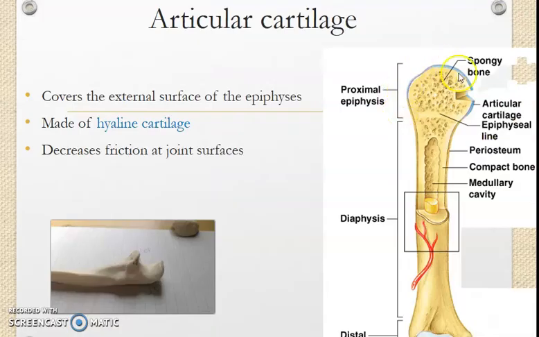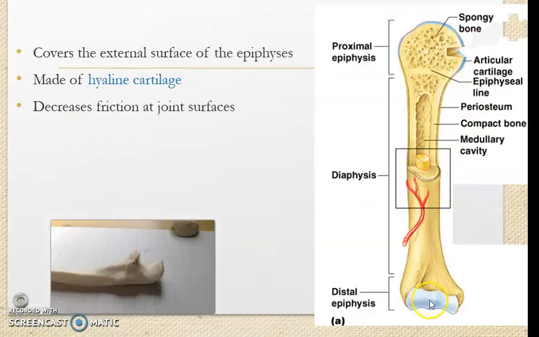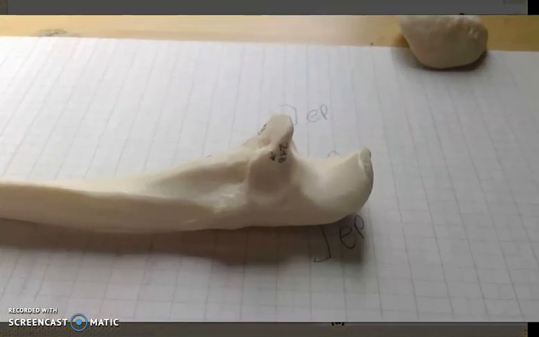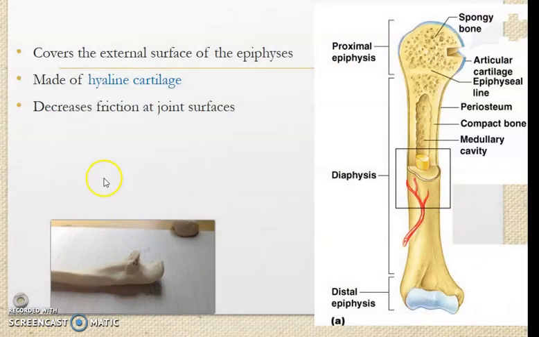Now lastly, I drew articular cartilage on my picture. This would be the articular cartilage. It is hyaline cartilage. It's decreasing friction. So if this bone was a real bone, you'd have hyaline cartilage right there. And it's going to decrease the friction with this bone that thinks it's really funny. It's called the humerus. It's not funny at all.